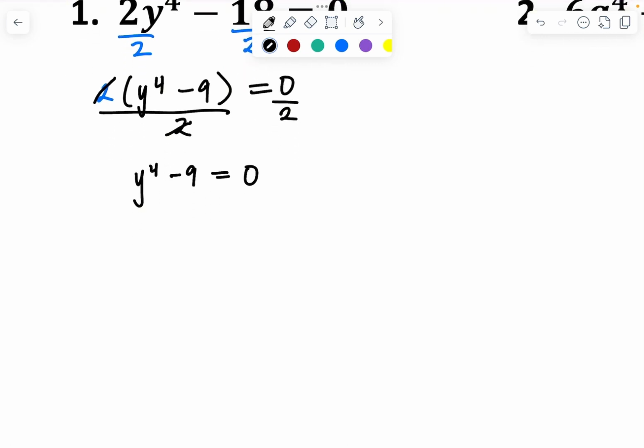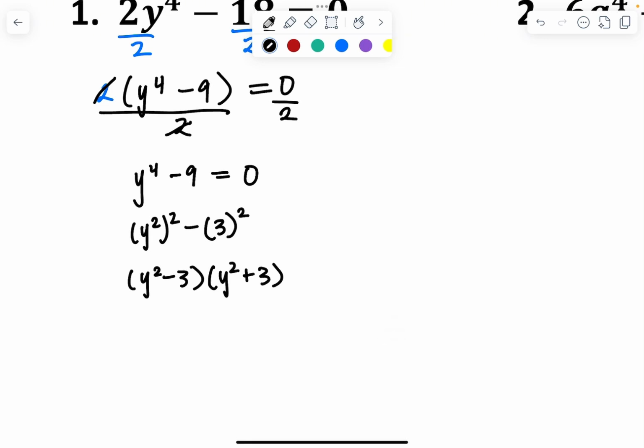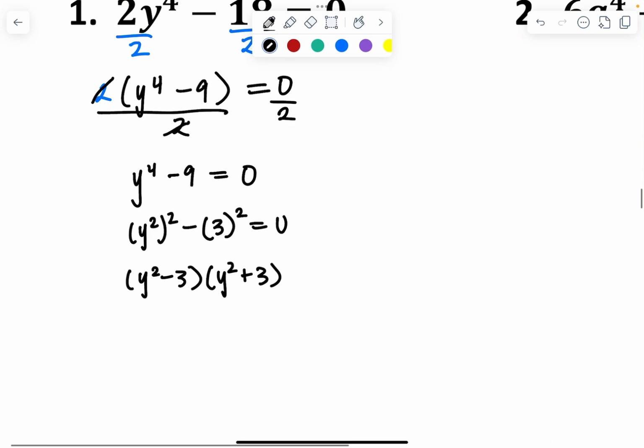And then y to the 4th minus 9, we could rewrite this as a difference of squares. Y to the 4th is y squared squared. We would end up multiplying those. And then 9 is the same as 3 squared. And so one of our factors is going to be y squared minus 3. The other factor is going to be y squared plus 3. And now all of this still has the equal sign. All of it still equals 0.